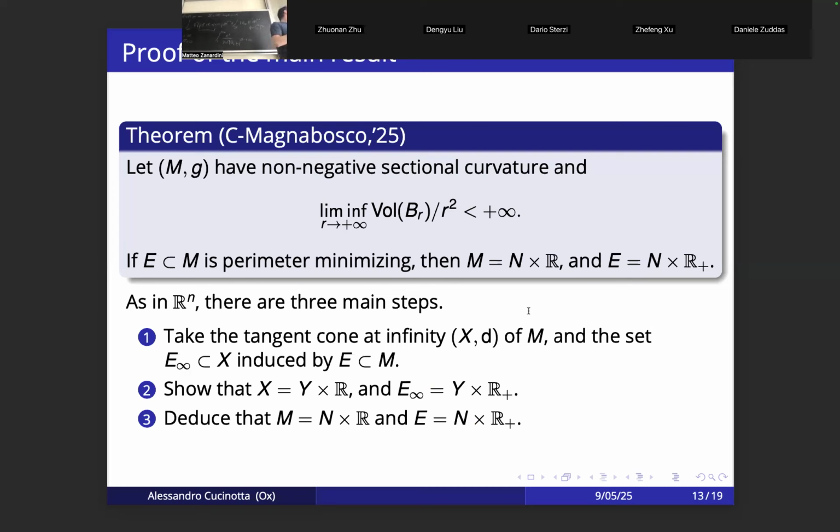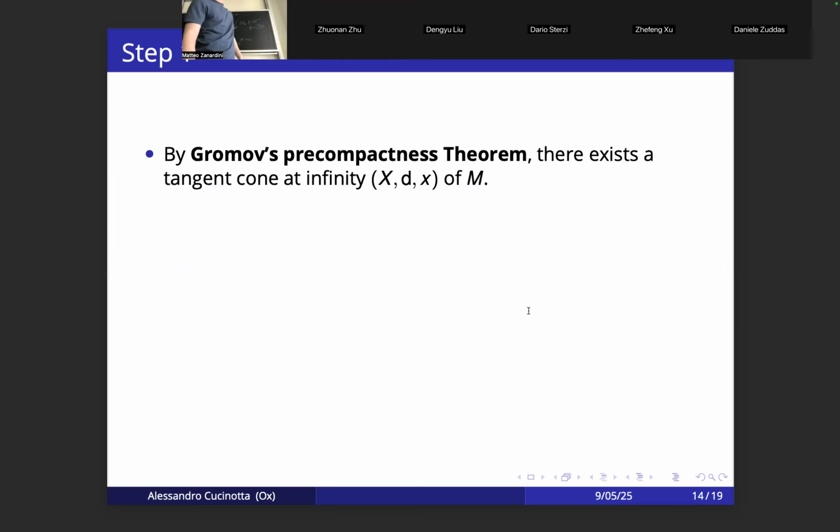We show that in the setting of the tangent cone at infinity, we have the result that we are hoping for. So we show that the tangent cone at infinity splits as a product, and that the set E infinity is a half space. And then finally, we go back to the initial manifold. From the result on the tangent cone, we deduce the result on the initial manifold. Okay, so step one is basically done by known results. As I was saying earlier, existence of the tangent cone at infinity comes from Gromov.